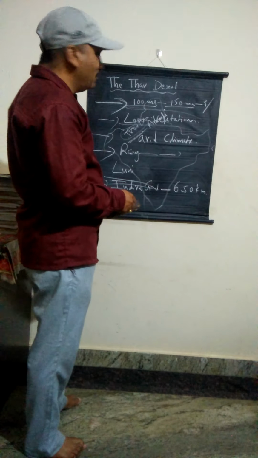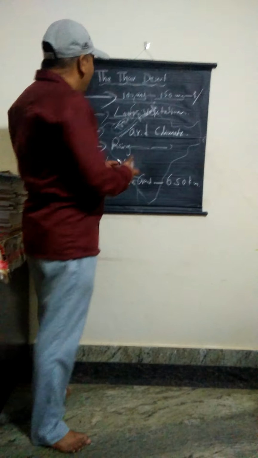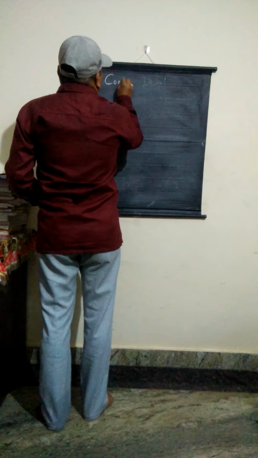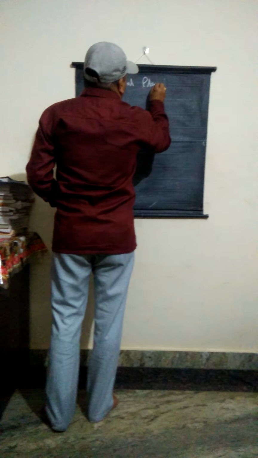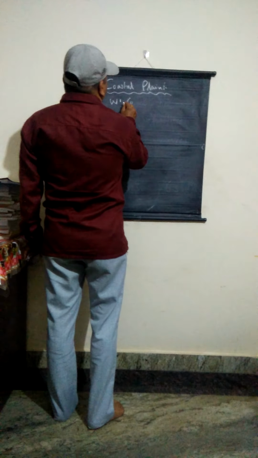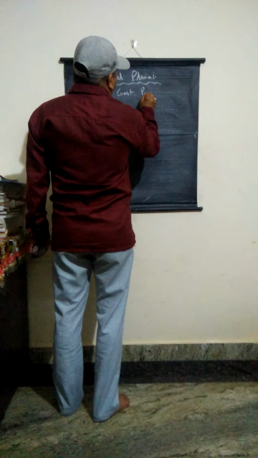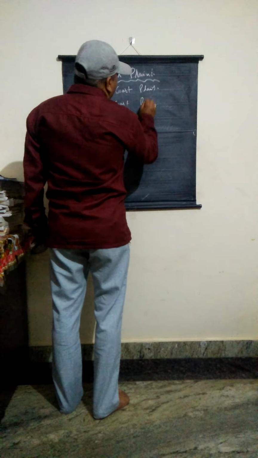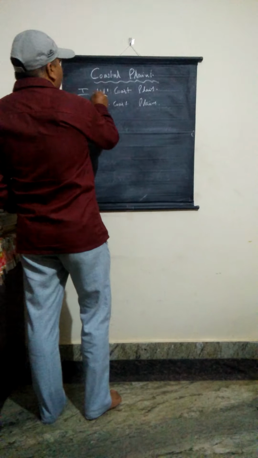This is about the Thar Desert. Now let us discuss the coastal plains. The coastal plains can be divided into two parts: number one is the west coast plains, and the second one is the east coast plains. So let us discuss the west coast plain.